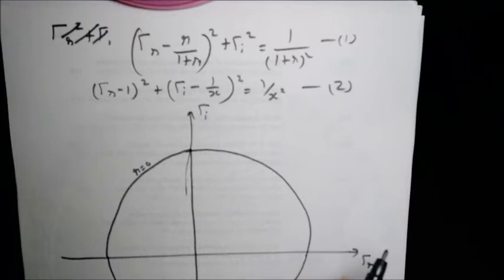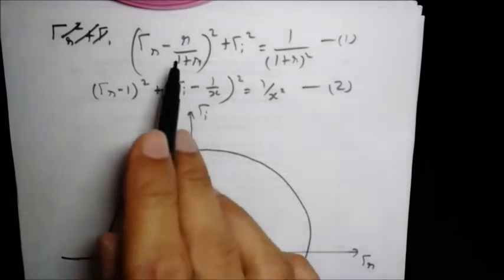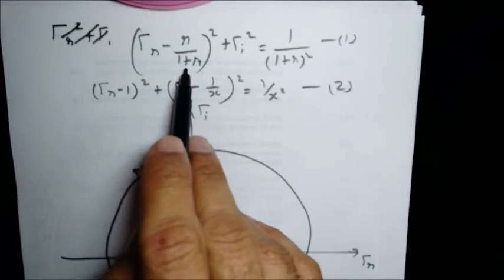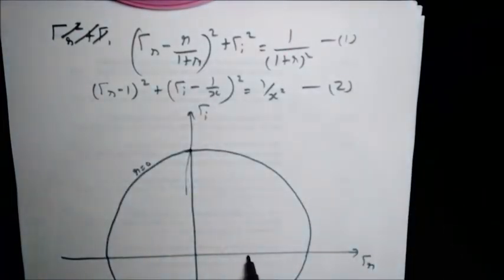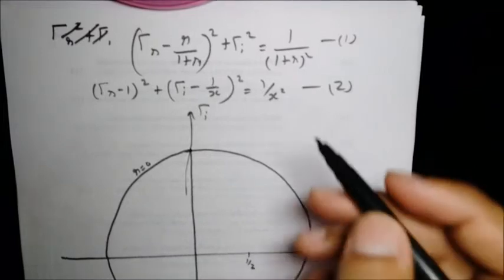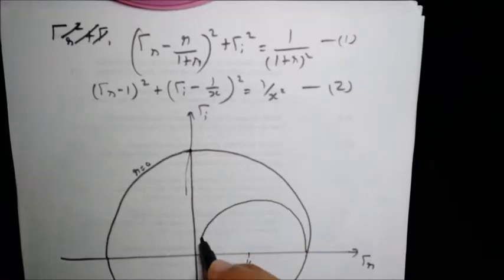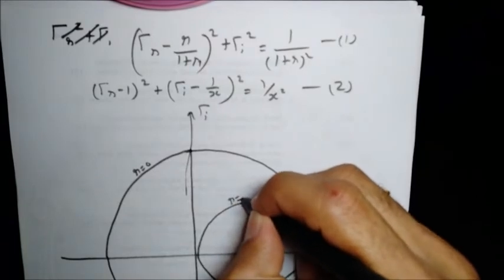And now we consider r equal to 1. So when r is equal to 1, the center is at 1 by 2 and 0. So this will be 1 by 2. Center at 1 by 2 and 0, gamma I 0. And radius is, since r is equal to 1, the radius is 1 by 2. So you will have a circle like this. That is for r equal to 1.